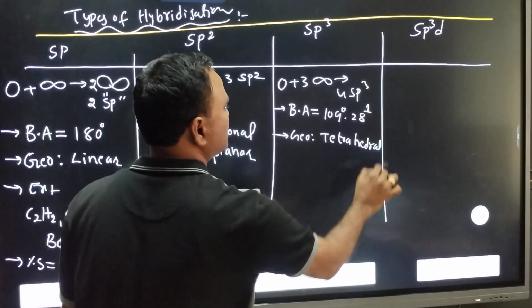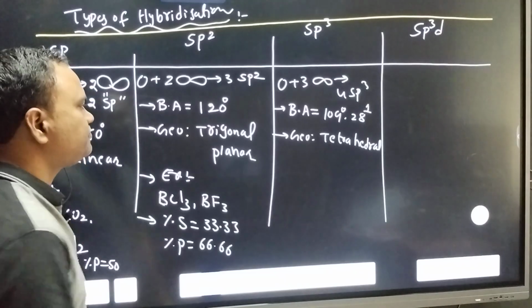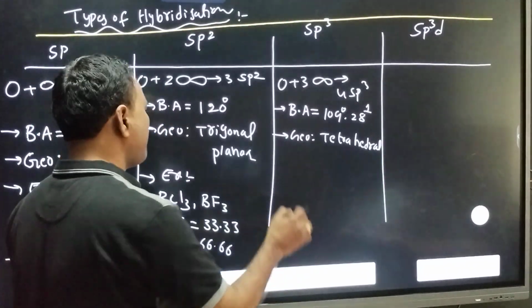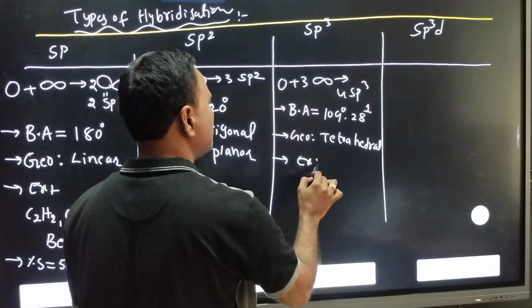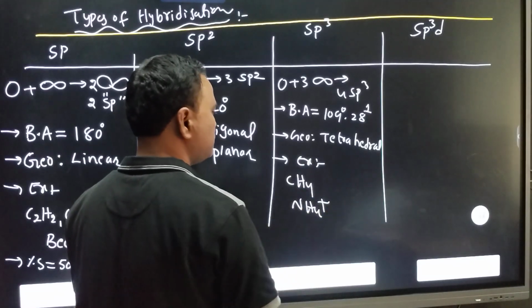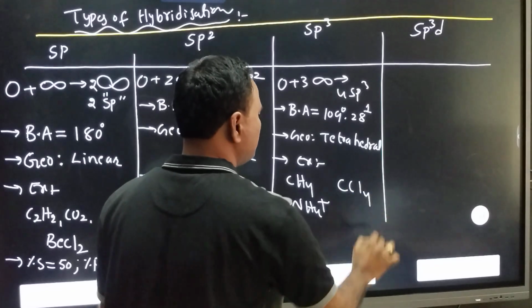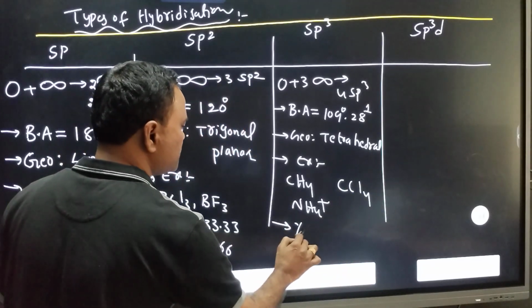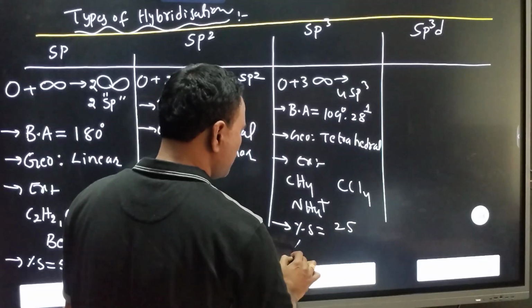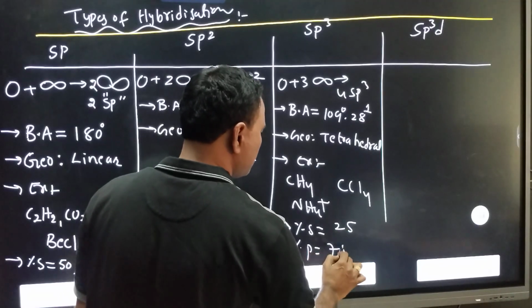Tetrahedral, in most of the cases. If sp3 hybridization is present, then geometry is tetrahedral. Examples: CH4, NH4+, CCl4. Percentage of S character, 25%.